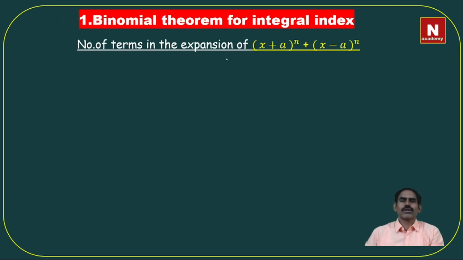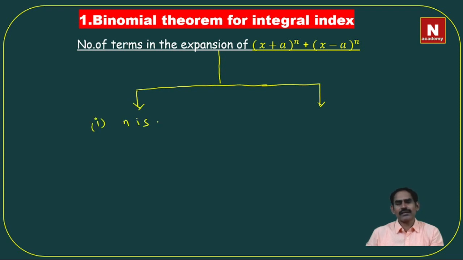Number of non-zero terms in the expansion of (x plus a) whole power n plus (x minus a) whole power n. Here two cases will arise. When n is even, how many non-zero terms are there after expansion? And in case 2, when n is odd, how many non-zero terms are there after expansion?